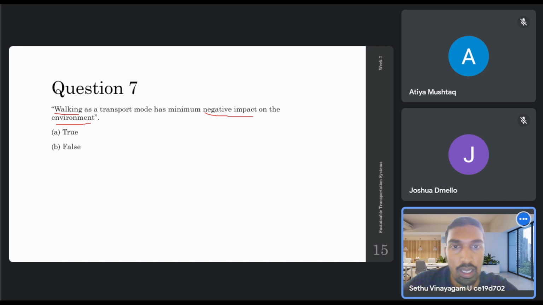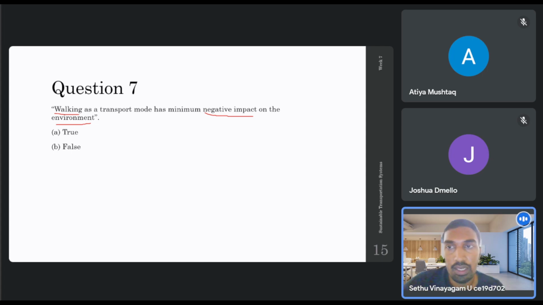There is no air pollution involved with it. There is no noise pollution. There is no fossil fuel usage and so on. Therefore, this has the least negative impact on the environment among all the different modes that we know of. So walking is one of the best forms.